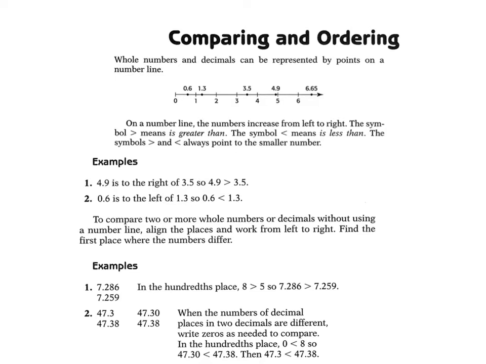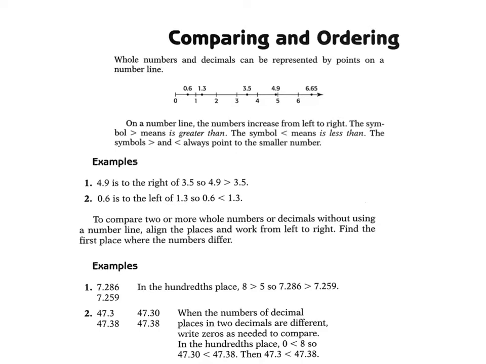So is 4.9 greater than 3.5? That is true because on a number line, the 4.9 is greater than 3.5. For 2, it tells us that 0.6 is to the left of 1.3, so 0.6 is less than 1.3. To compare 2 or more whole numbers or decimals without using a number line, align the places and work from left to right. Find the first place where the number differs.